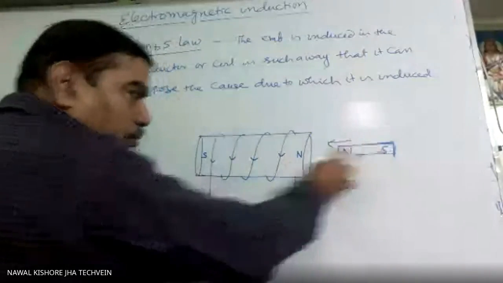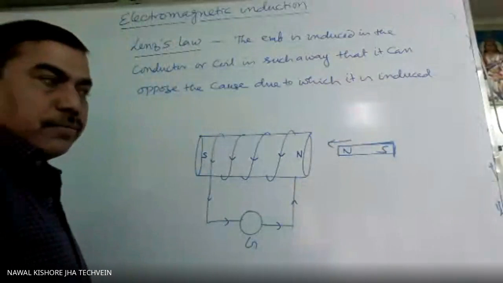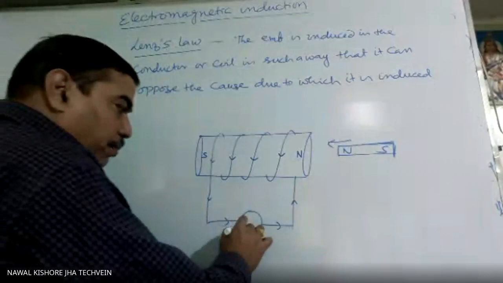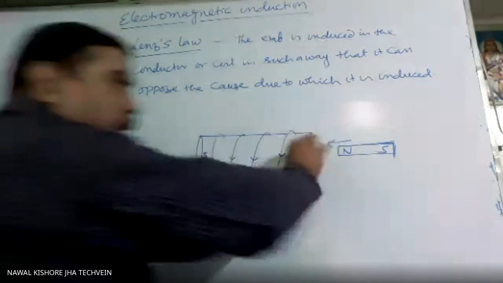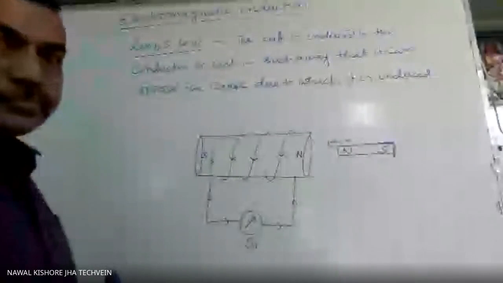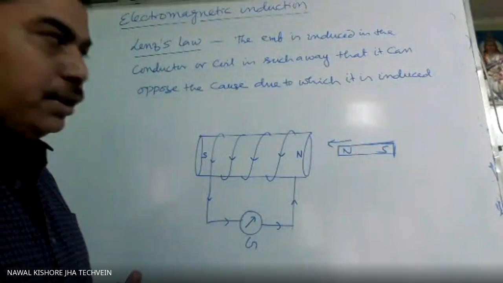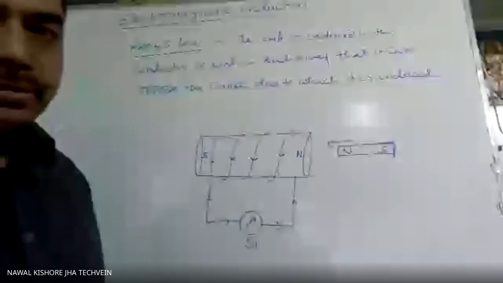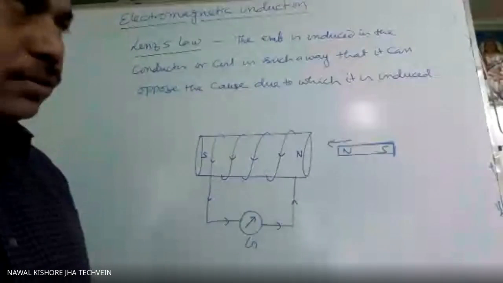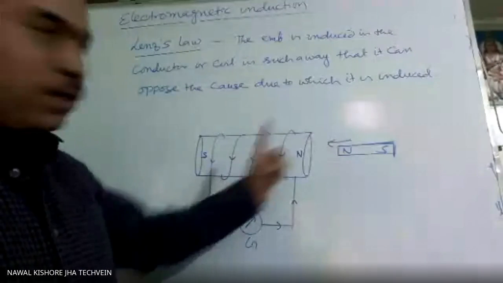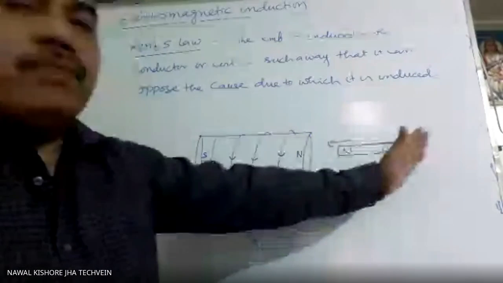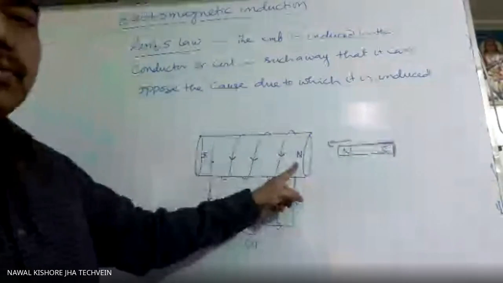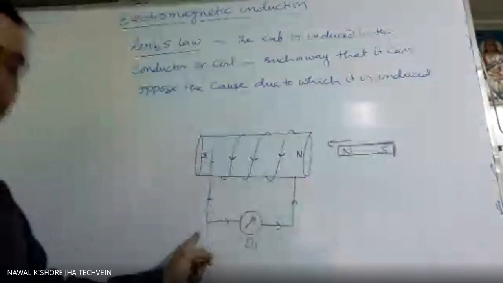When magnet is moved towards the solenoid, naturally the deflection of galvanometer will be this side. When the magnet is moved away, what will be? It will again oppose. How will it oppose? By attracting it. And to attract, opposite pole is induced. So when magnet starts moving away, here south pole will be induced. Naturally, deflection of galvanometer will be this side.